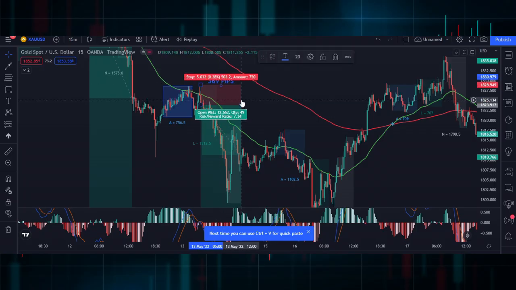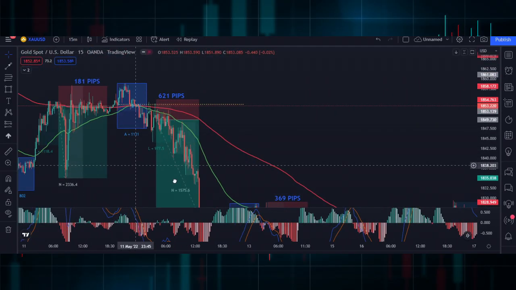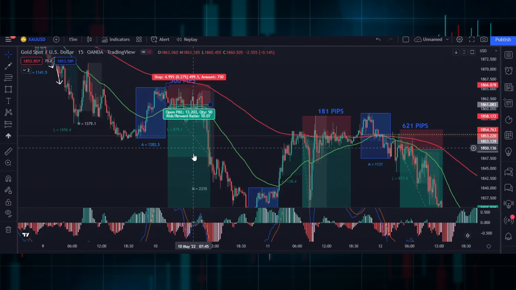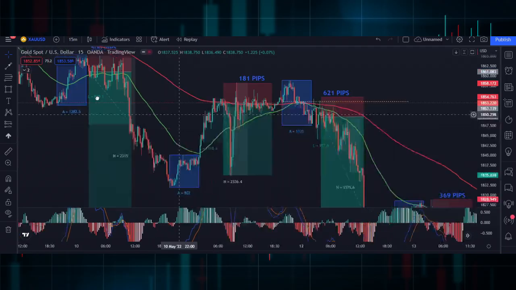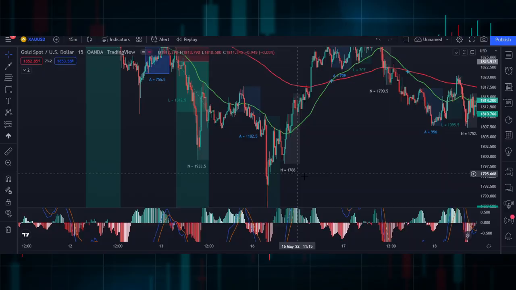And again, this is a 1 to 7 risk to reward. This one up here was a 1 to 12 risk to reward. This one was a 1 to 3 risk to reward. This one up here was a 1 to 10 risk to reward ratio. Okay, let's continue.